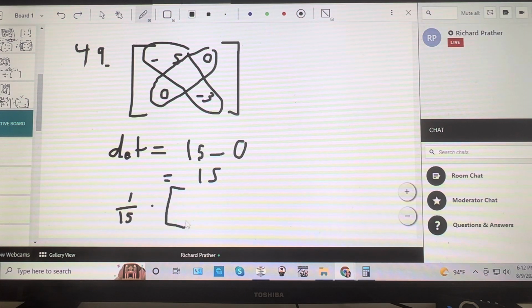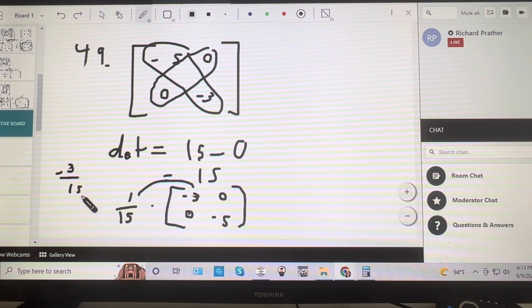And then I'm going to interchange these two, but they're going to both stay negative. -3 and -5. These two stay where they are, and they're technically supposed to turn to negatives, but there's no such thing as negative 0. So 1/15 times negative 3 is literally negative 3 over 15. And then you should reduce that down. Both of those divide by 3. So negative 1/5. Anything times 0 is 0.